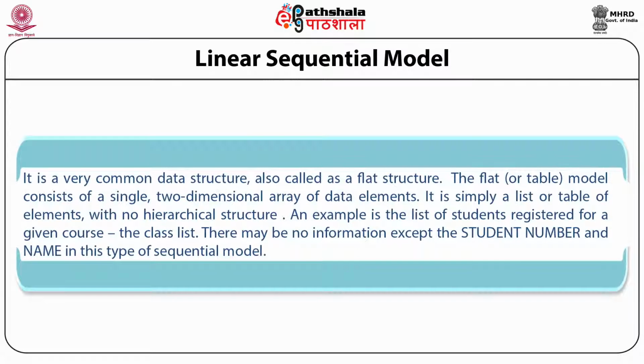It is a very common data structure, also called a flat structure. The flat model or the table model consists of a single two-dimensional array of data elements. It is simply a list or table of elements with no hierarchical structure. An example of this model is a list of students registered for a given course, the class list. There may be no information except student number and name in this type of sequential model.